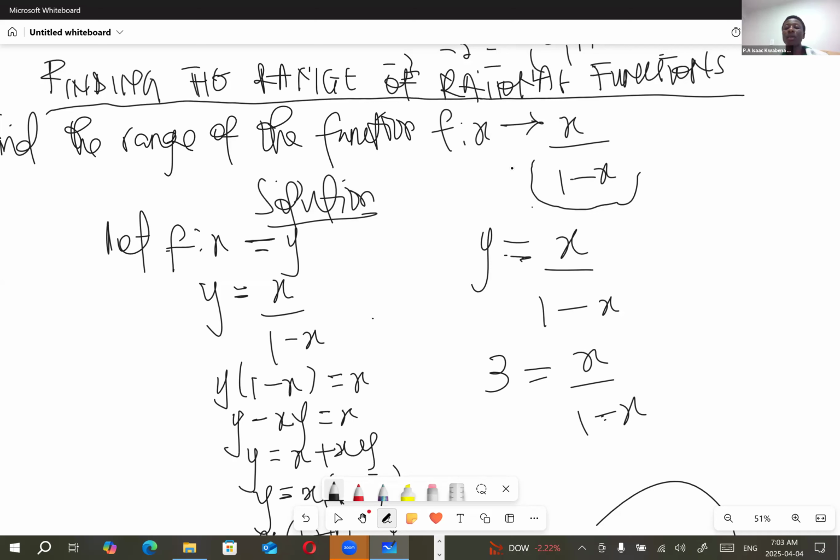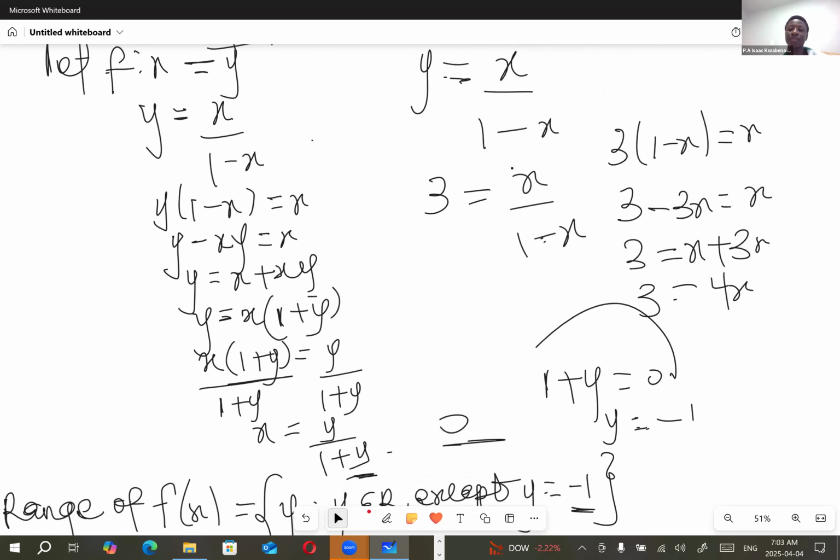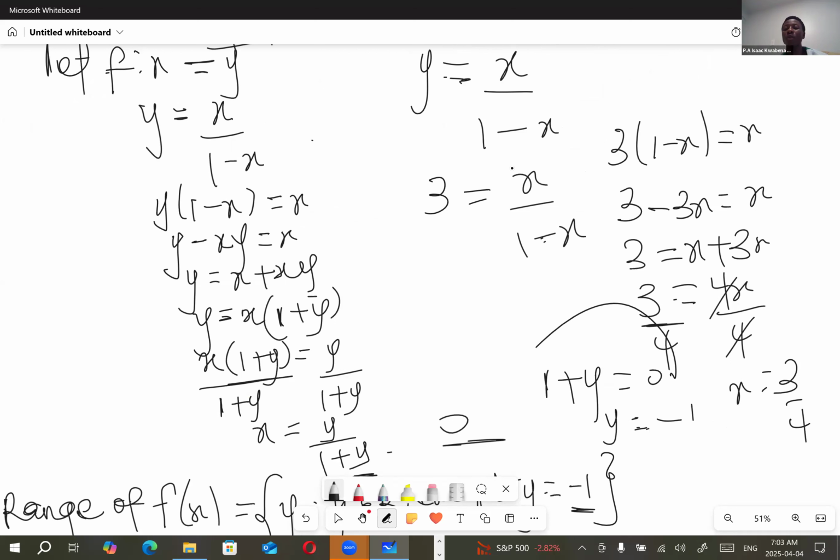So cross multiply. You get 3 times 1 minus x is equal to x. That'll be 3 minus 3x is equal to x. Let's send the 3x over there. That'll be x plus 3x, so 3 is equal to 4x. You divide by 4. If you divide by 4, x is equal to 3 over 4. Haven't you gotten a result? Is this not a real number? It is a real number.